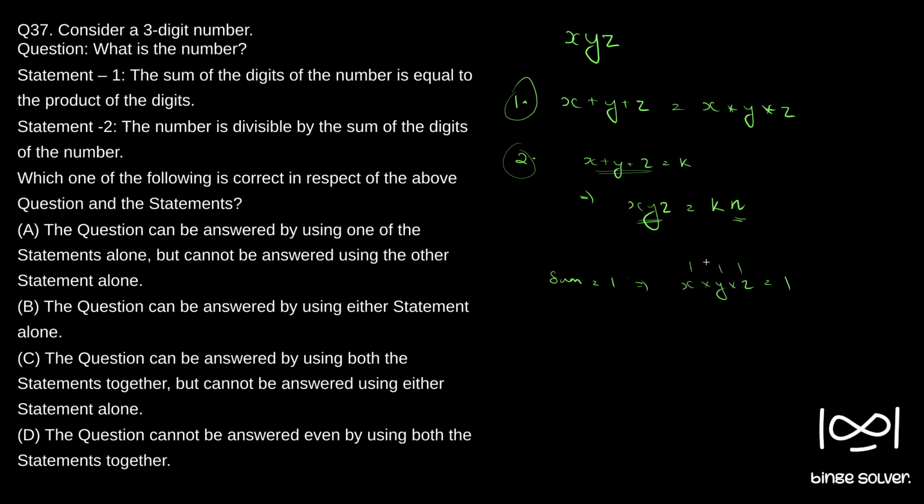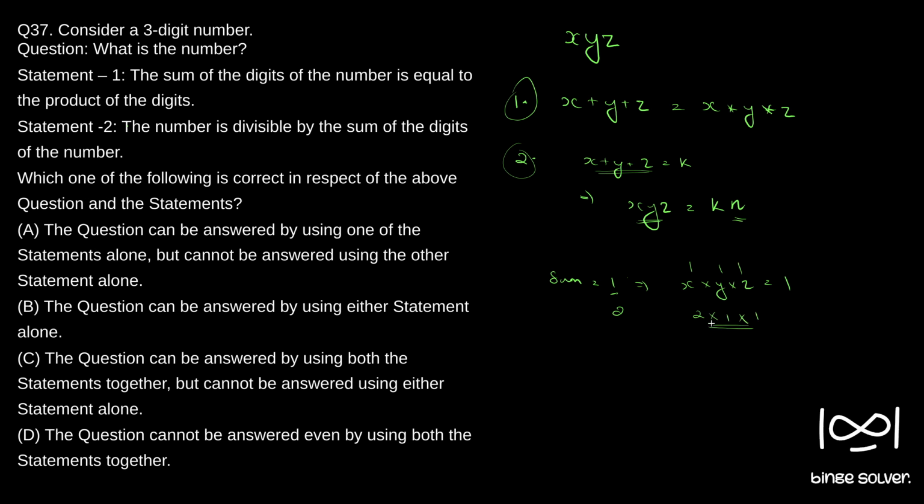So in that case, sum will be 3. X plus y plus z will be 3. So sum cannot be 1. There is no such case. Similarly, it cannot be 2. If the product of x, y, z is 2, the only possibility will be 2 into 1 into 1.